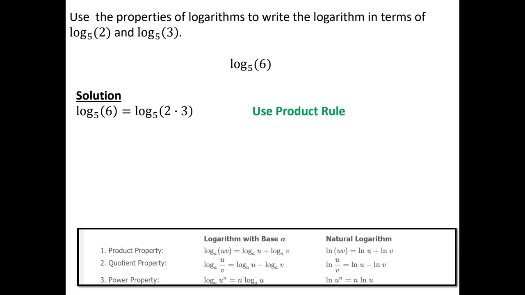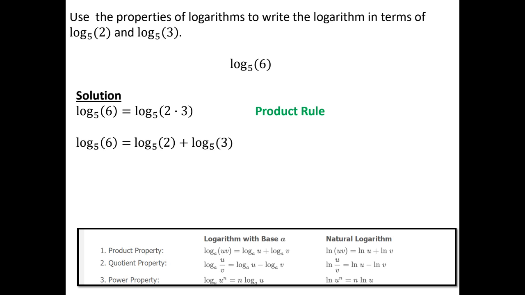The first thing that I would do is convert the 6 into 2 times 3. 2 times 3 is equal to 6. Now I have the product visually. I have a log base 5 that inside two things are being multiplied. So my product rule says this: I can expand this or put it into two different logs. The log base 5 of 2 plus the log base 5 of 3.